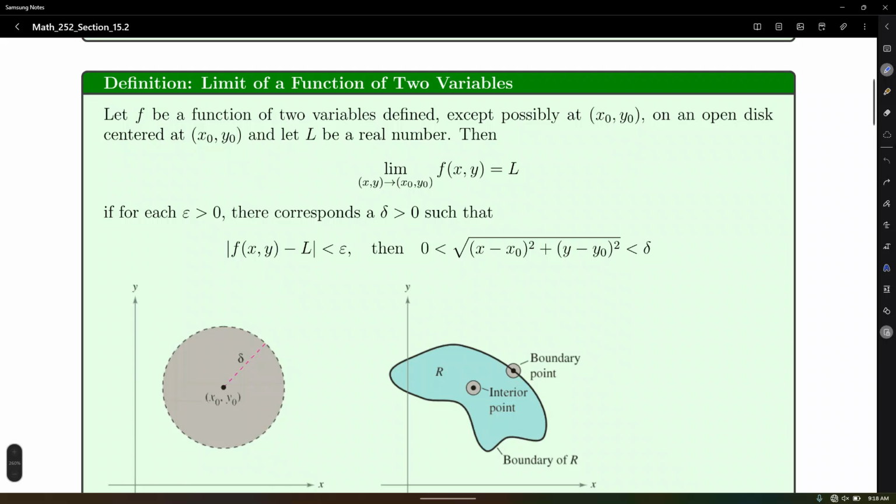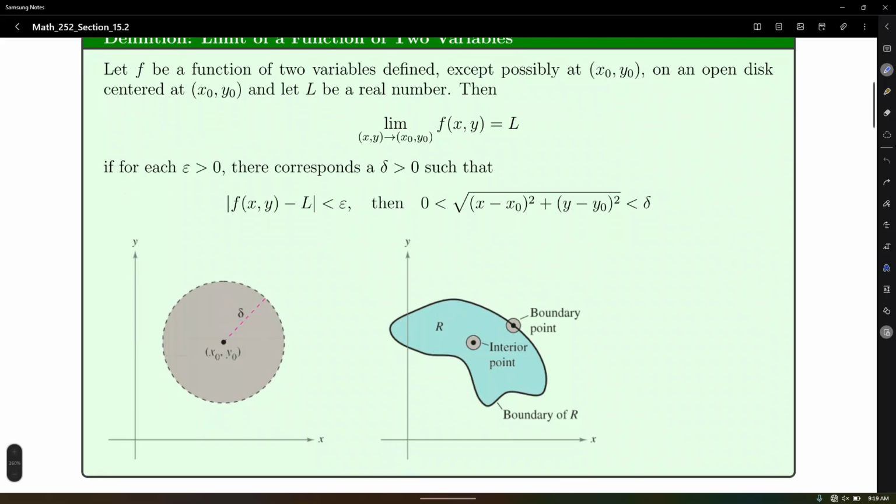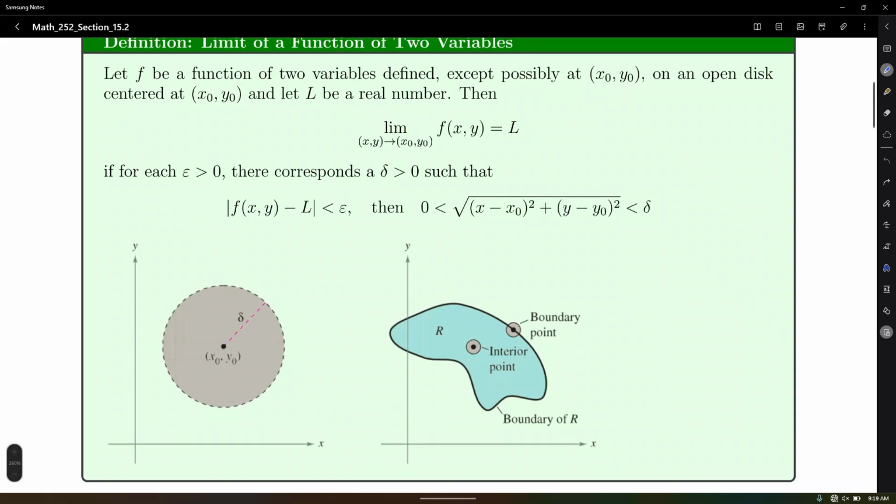So here is where it gets more interesting. Let's look at the two variable case. For a function f of x, y, as x approaches x naught and y approaches y naught equals L, the epsilon delta definition looks a little weird. Look at that radical, x minus x naught squared plus y minus y naught squared. That looks a lot like the equation of a circle, all right? Somehow, a circular inequality of radius varying between 0 and delta. But where is that circle coming from?